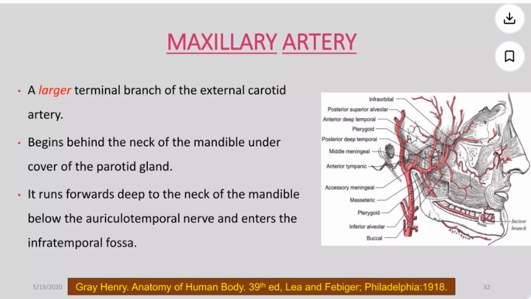Going to the last artery of the external carotid artery, that is the maxillary artery. It is the larger terminal branch of the external carotid artery. It begins behind the neck of the mandible under the cover of the parotid gland. It runs forward deep to the neck of the mandible, below the auriculotemporal nerve, and enters the infratemporal fossa.